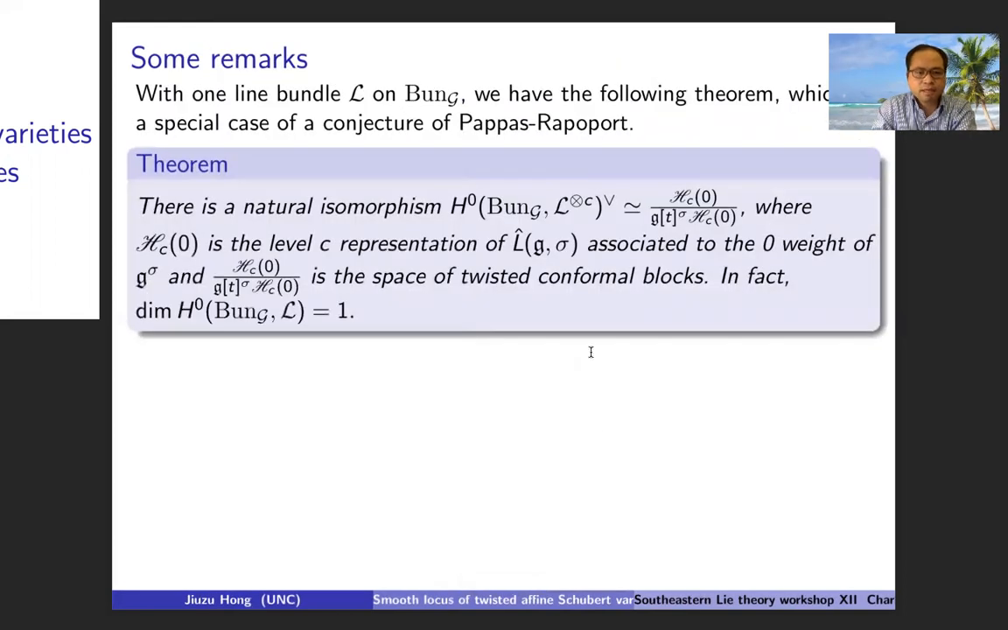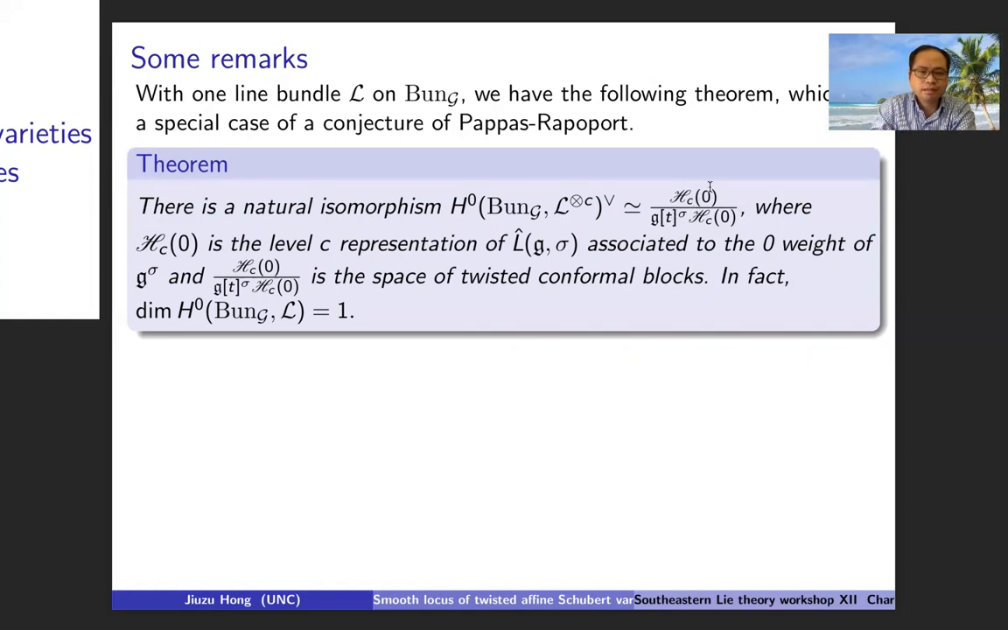So finally, let me make some remarks. Once we have the line bundle L on this Bun_G, this is exactly how the geometry, or the globalization of the line bundle on Bun_G, is related to twisted conformal blocks. So let L be a level 1 line bundle, take the k-th tensor power, take global sections on Bun_G, and then take the dual. And then this will be isomorphic to the space of twisted conformal blocks.